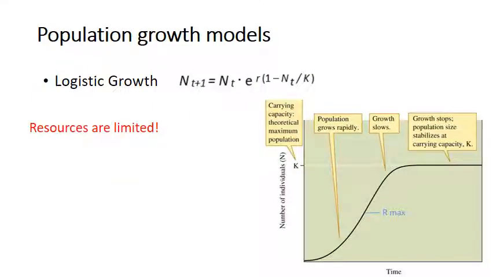So that limitation of resources is what's incorporated into our final population growth model, which is logistic growth. In this model, over time, the population grows at an ever-increasing rate until it reaches an intrinsic rate of increase, which is R max. Then, as the population reaches some kind of carrying capacity, that rate of population increase slows down and eventually stops at carrying capacity, or K.